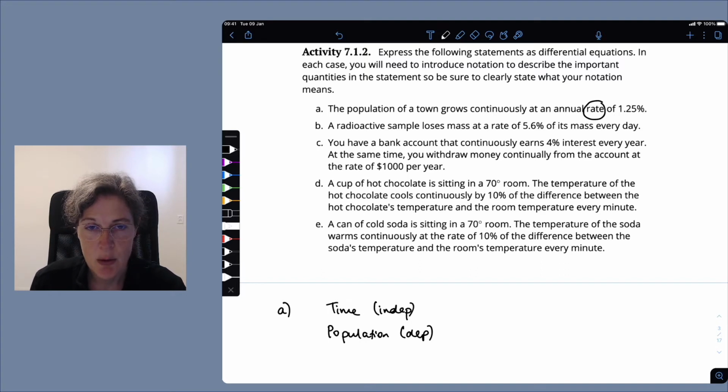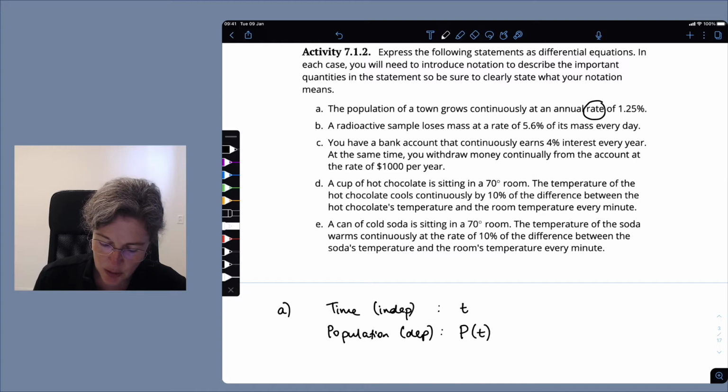And now we should probably pick some notation because we don't want to be writing this the whole time. I'm not going to be super original here. I'm going to use a little t for time, and I'm going to use a big P for population. And just to make sure that we know that our population is a function of time, I'm just going to write it explicitly like that.